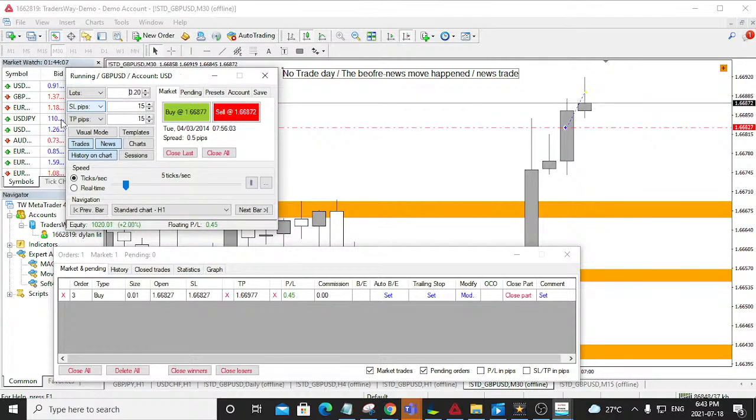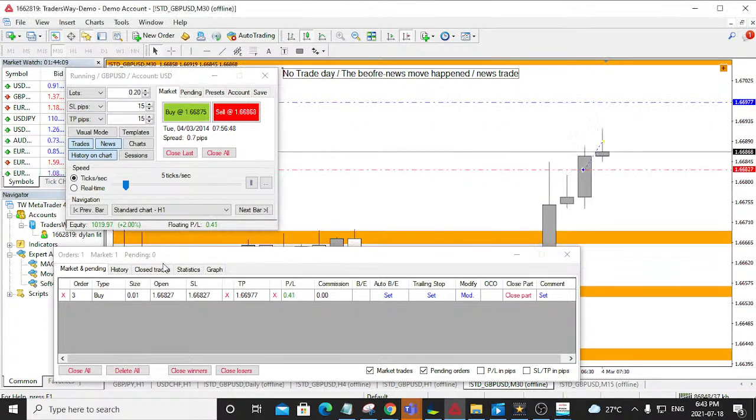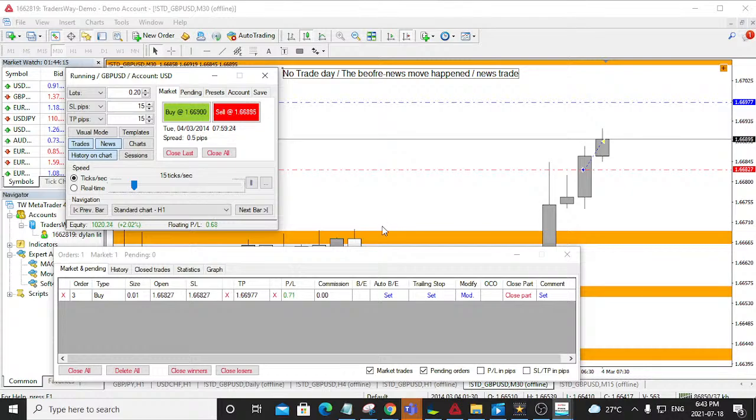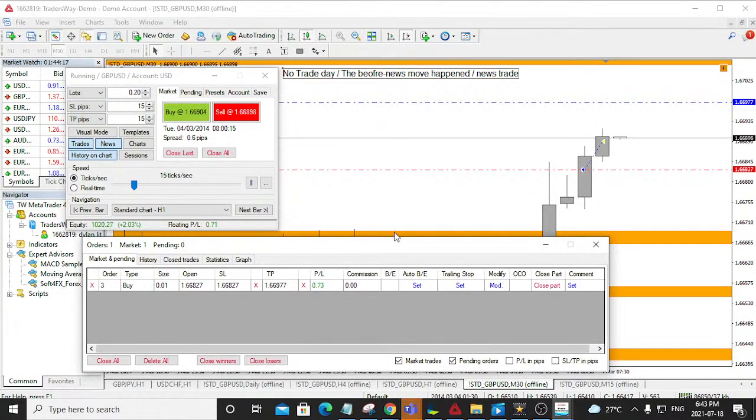And who knows, tomorrow might be a no trade day. Who knows? So right now I'm just gonna speed it up a bit, not to 21 though. So let's see what happens. Let's see if I get stopped out or if I go to take profit.